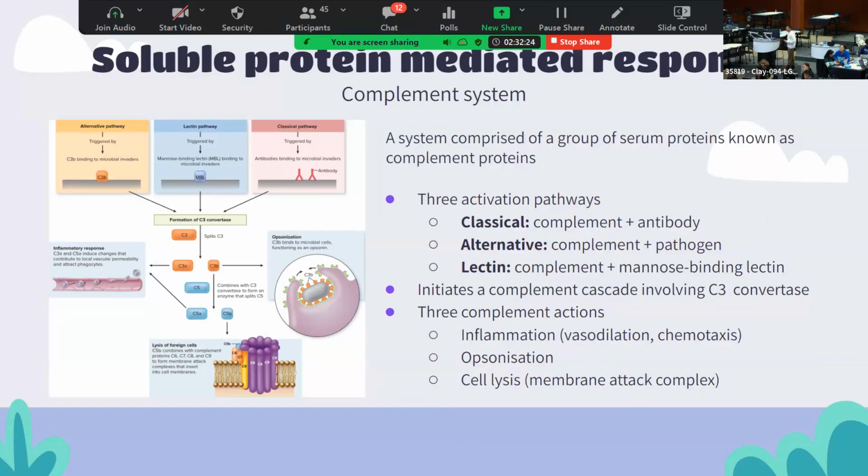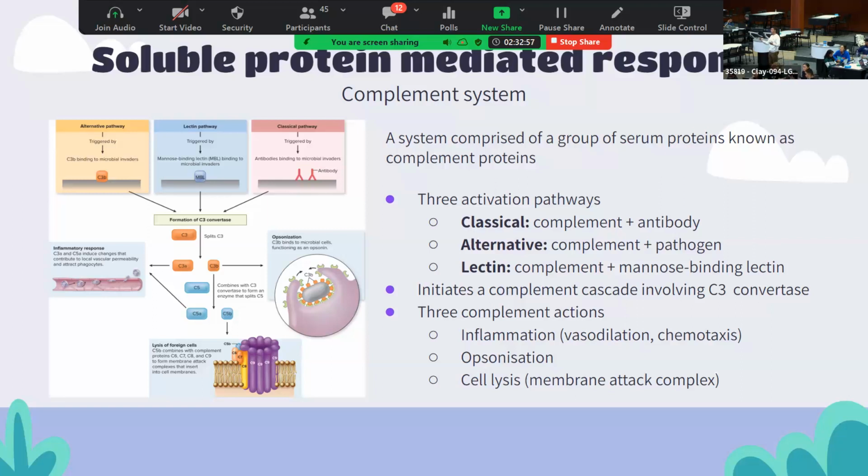In terms of the complement system, it's just a series of proteins in your blood that help out. So there are three activation pathways. You've got the classical, so that's the antibody and the complement binding to the antibody. You got the alternative, which is a complement binding directly to the pathogen, and you got the lectin pathway, which is a complement protein binding to a mannose binding lectin, which binds to the pathogen. So they all bind to the pathogen. It's just whether or not it's done directly or indirectly.